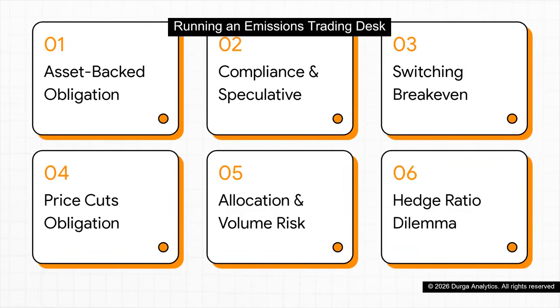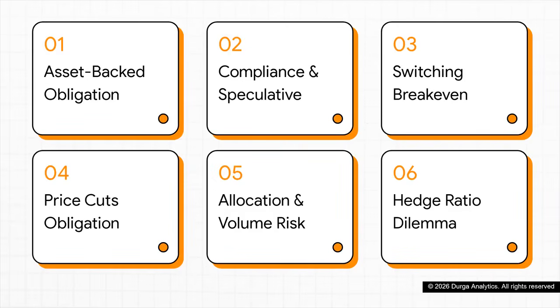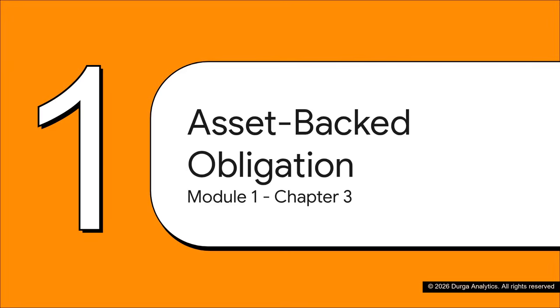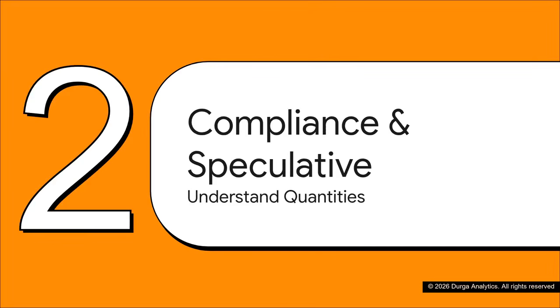Okay, let's dive into this roadmap for today. We're going to cover compliance versus speculative desks, deriving the switching break-even, how price cuts the obligation, how allocation levers volume risk, and we'll wrap up with the hedge ratio dilemma. So Section 1, Module 1, Chapter 3, the asset-backed obligation. Let's move right into Section 2, compliance versus speculative desks.